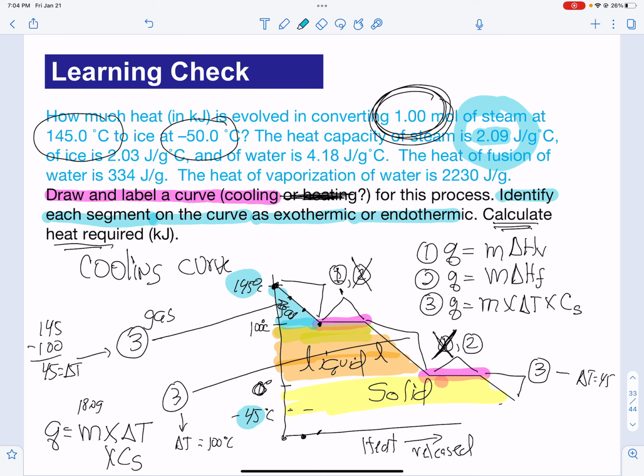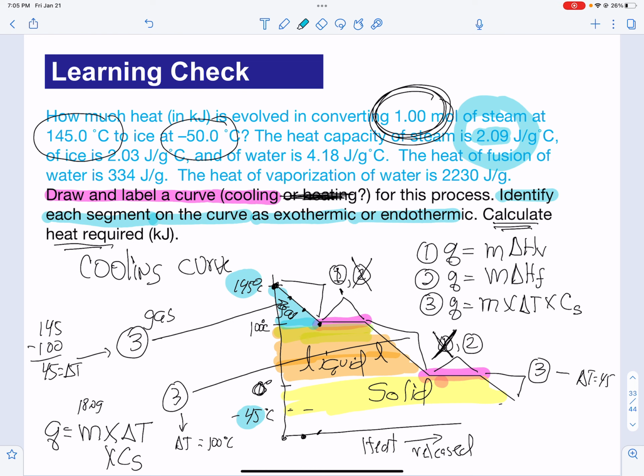So I'm not going to do all the calculations on this one. I just want you to realize that once you label everything on the curve, then you have to be thinking, what specific heat do I need? What formula do I need? And then you calculate each Q, and then you add it together. And that will be how you find the heat in kilojoules for the whole process.